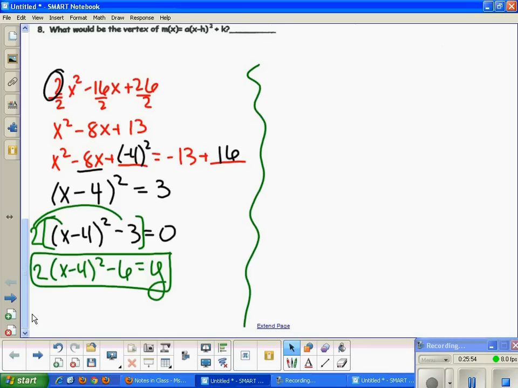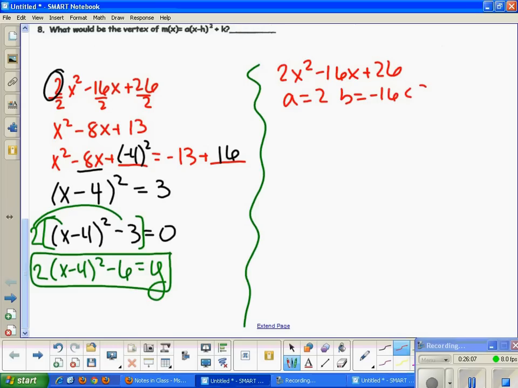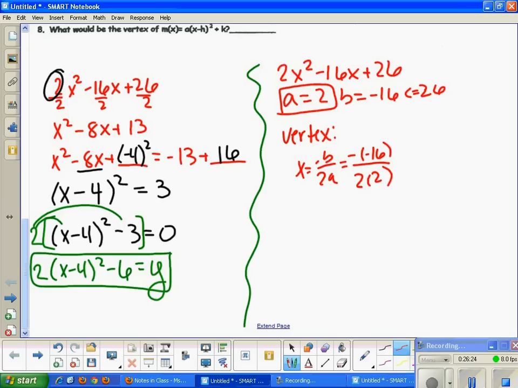The other way that most students usually find easier is by finding the vertex using what we learned and then using the same a value. So 2x squared minus 16x plus 26, I know that my a value is equal to 2, b is negative 16, c is equal to 26. So my a value is going to stay the same. Then my vertex in polynomial form has the x coordinate negative b over 2 times a. So negative negative 16 over 2 times 2 would give me 16 divided by 4. And of course, 16 divided by 4 is just equal to 4.